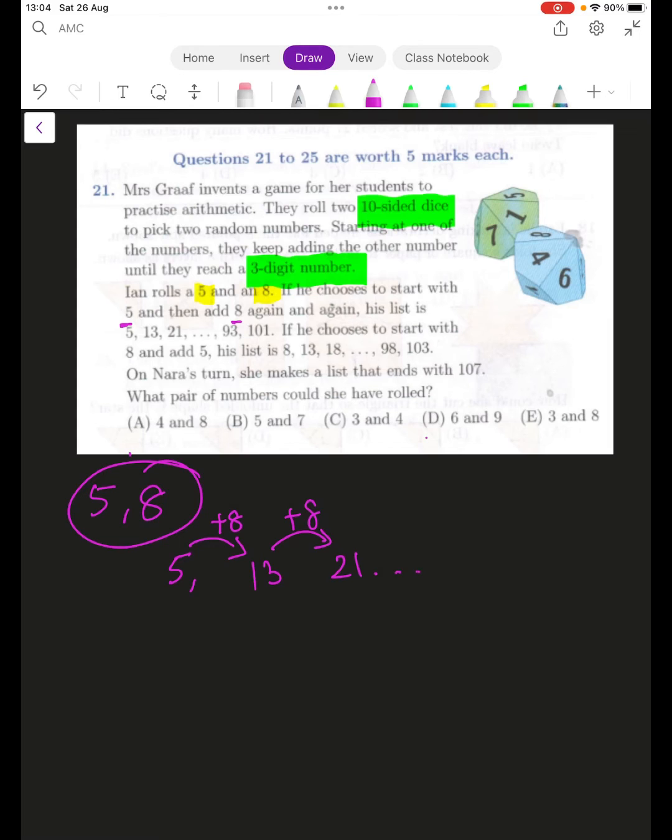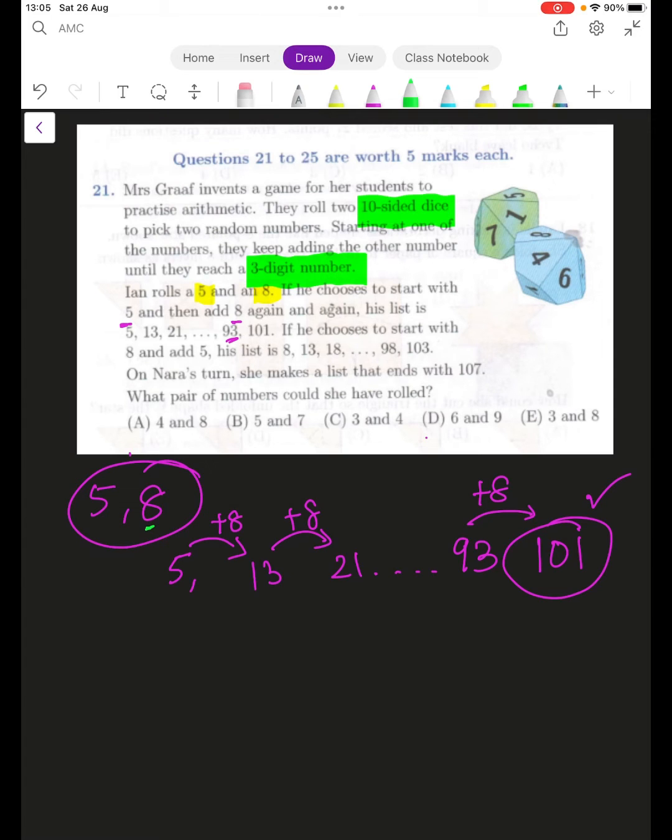So he gets 13, add another 8, that is 21, and he keeps on doing that, and he will get 93, which is mentioned here. And then of course he adds another 8 and you reach 101. And because we reach a 3-digit number, we stop here.